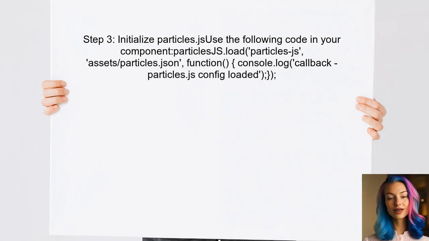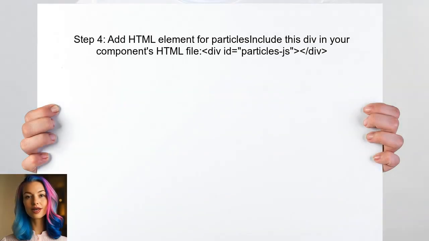After importing, the user should initialize particles.js. This involves calling the load function with the correct parameters. The first parameter is the ID of the HTML element where the particles will be displayed, and the second is the path to the configuration file. Finally, the user should ensure that the HTML file contains a div element with the ID specified in the initialization step. This is where the particles will be rendered.